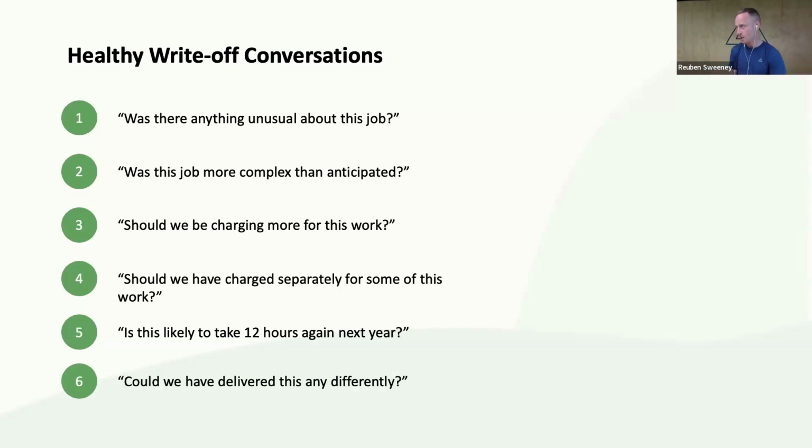An unhealthy write-off conversation goes like this. Hey, James, you wrote off $2,800 last month. Sharpen up. That ain't helpful, Ruben. I don't even know what that means. I know it's bad, and I know I don't want to have this conversation with you again, but I have no idea what to do differently from here.